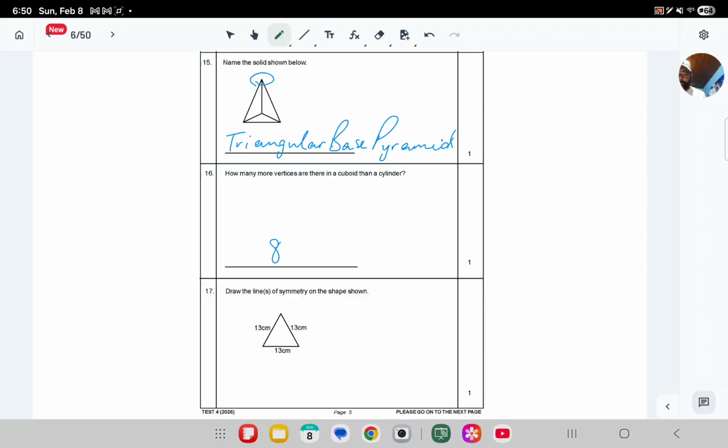Draw the line or lines of symmetry on the shape shown. So we realize all the sides are 13 centimeters. So by seeing all the sides at 13 centimeters, we know that it is an equilateral triangle. Equilateral triangle means all three sides are equal, all three angles are equal. And in an equilateral triangle, we have three lines of symmetry.